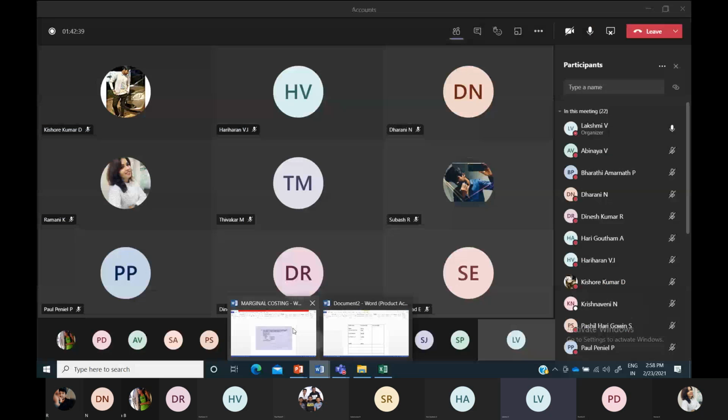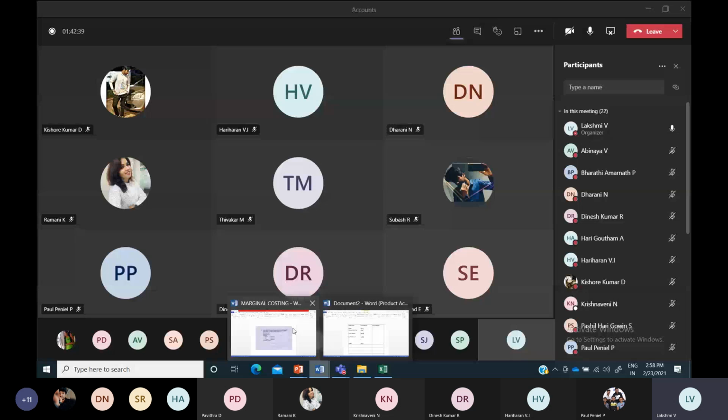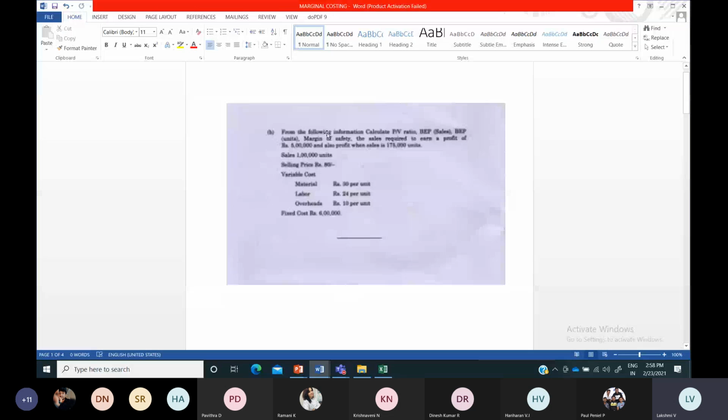So now let us calculate this one from marginal costing. From the following information, calculate PV ratio. First one, break even point sales you have to calculate. Break even point in units you have to calculate. Margin of safety. Okay. So 4 items till this we have discussed: PV ratio, BEP sales, BEP units, margin of safety, 4 items.